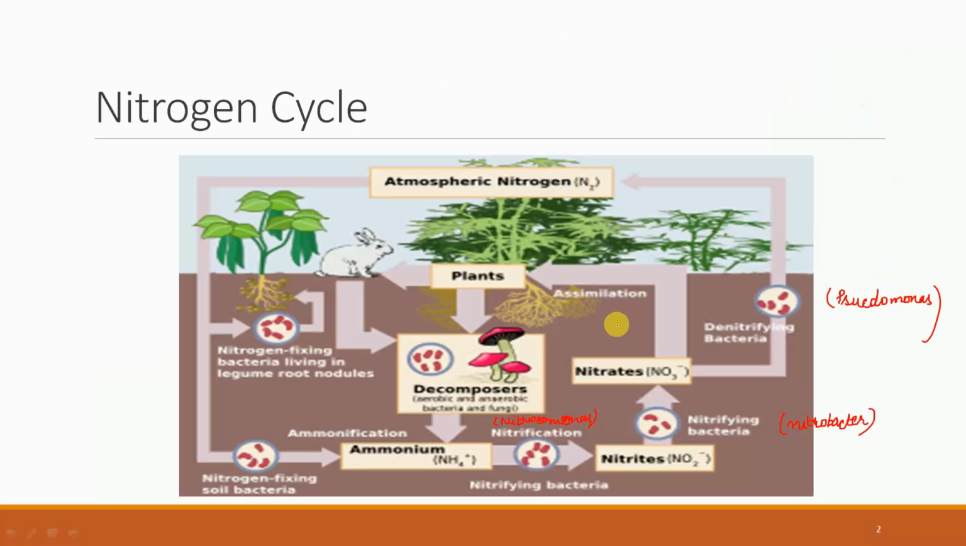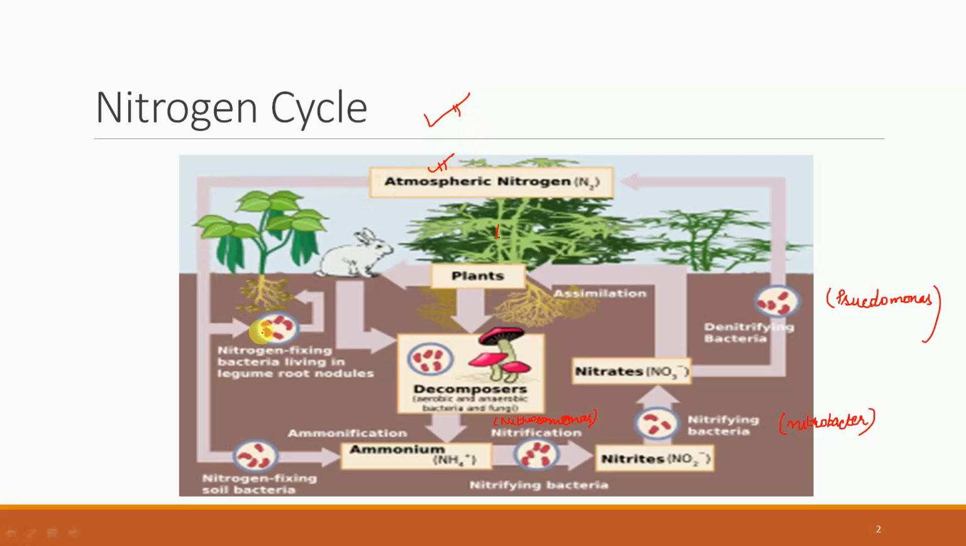Now, having discussed the nutrient cycle, one of the important nutrients that is cycled in an ecosystem is the nitrogen cycle. This is one of the most important cycles. Simply seen, this is what starts as atmospheric nitrogen. This atmospheric nitrogen is what is fixed in the soil.